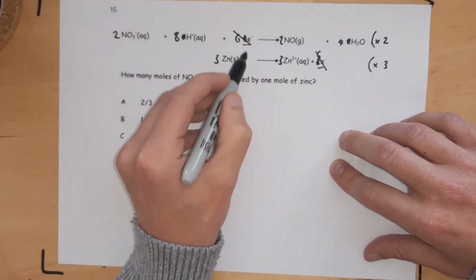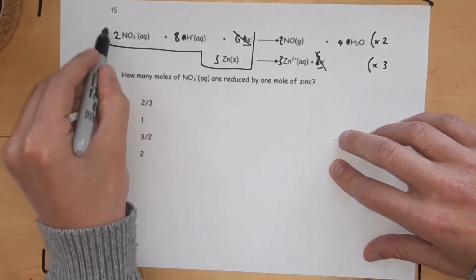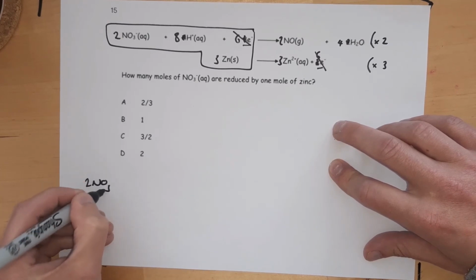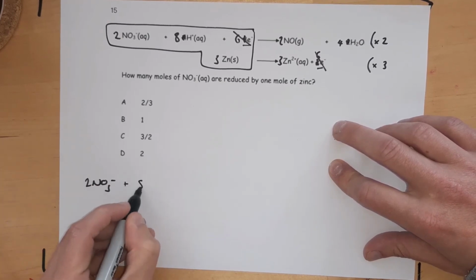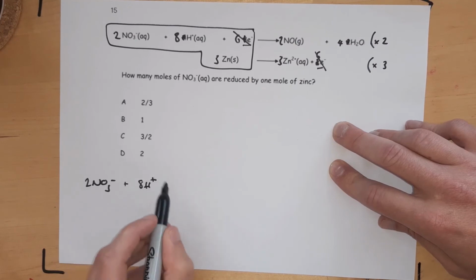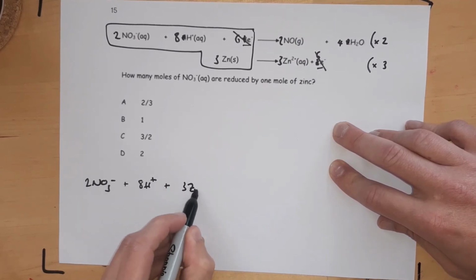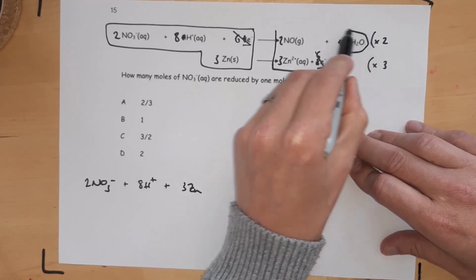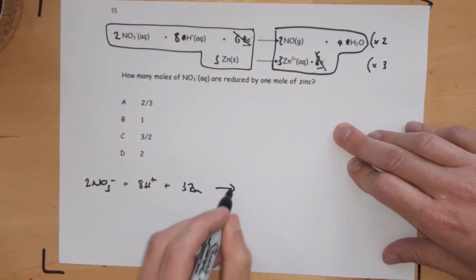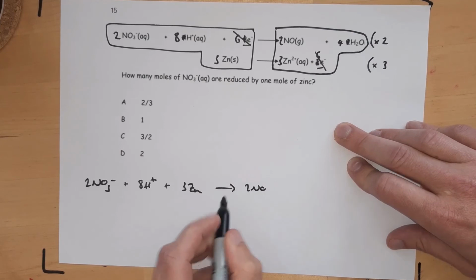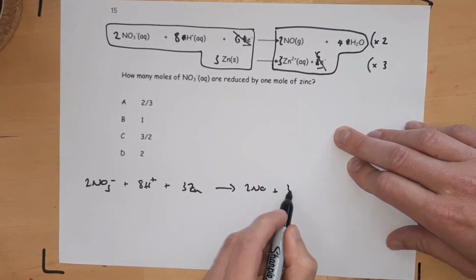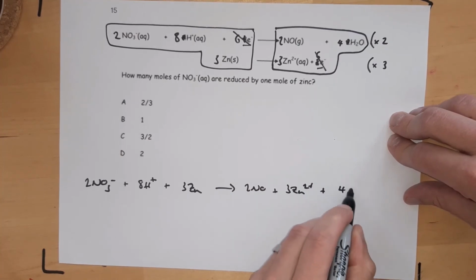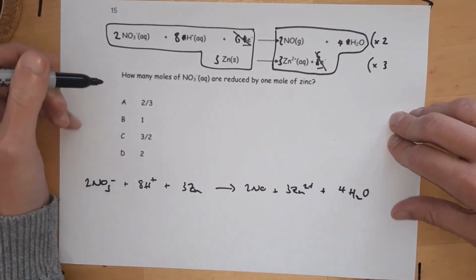So let's do all of our reactants. All of these here are going to go onto one side of the equation. 2NO3 negative plus 8H plus plus 3Zn. So that's all of those. Now let's do all of our products. Well, we don't really need to, but why not? Plus 3Zn2 plus and 4H2O. Now let's look at the question.